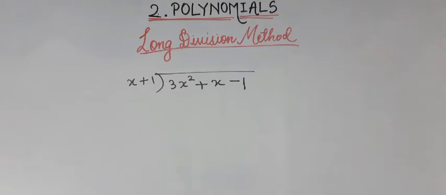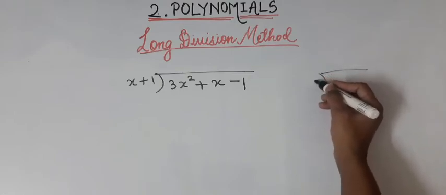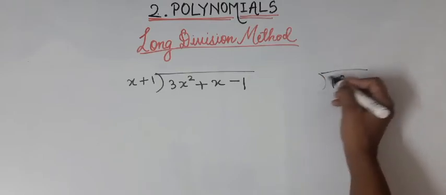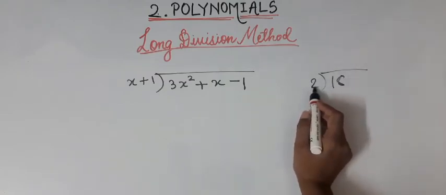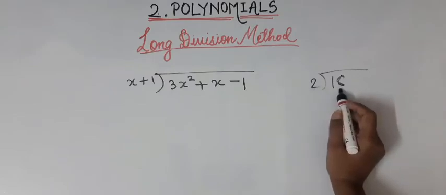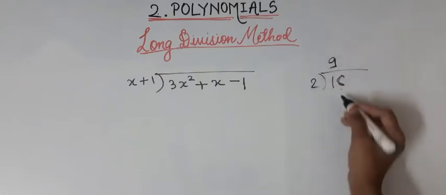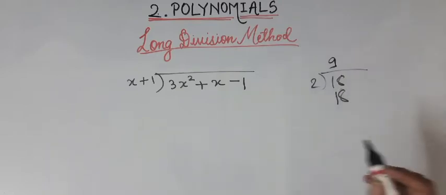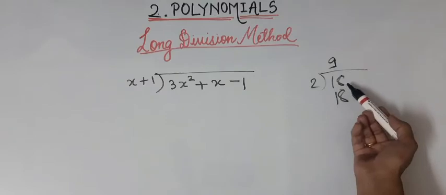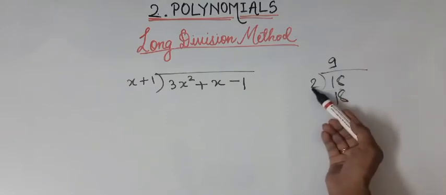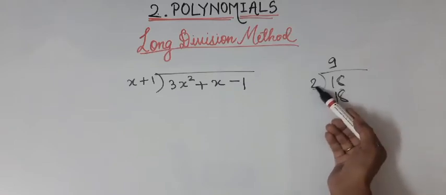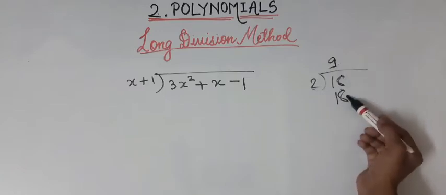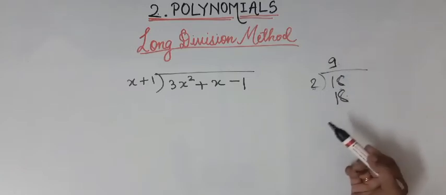So now you will think how to start the division. Remember, when we are dividing 18 by 2, what do we do? With what should I multiply 2 so that I will get 18? If I multiply 2 with 9, I will get 18. So 9 will be in the quotient.